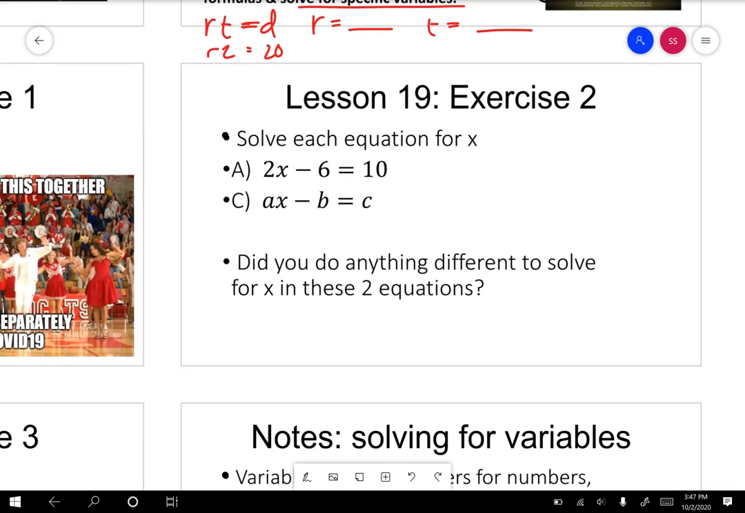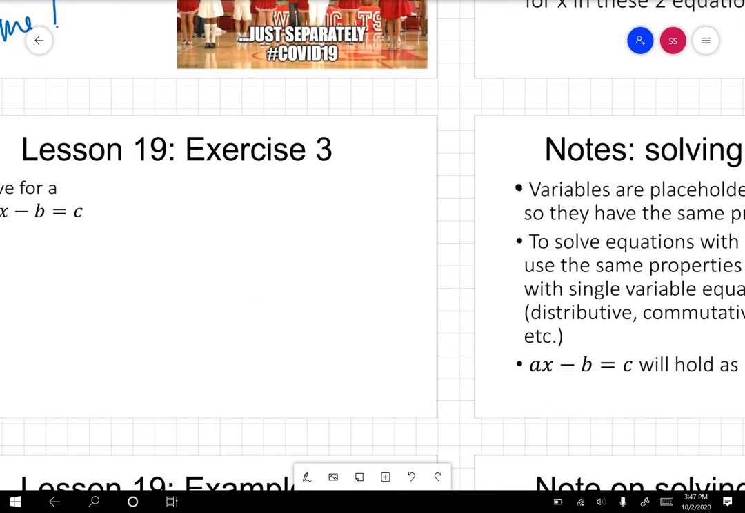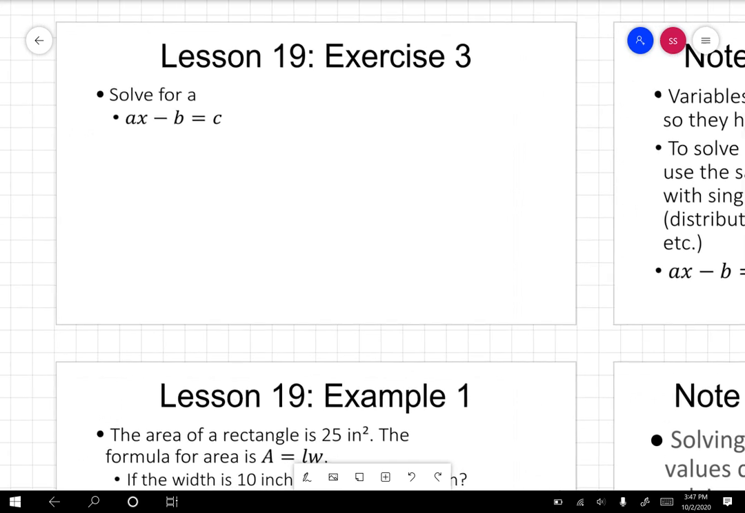Exercise 2. Basically that's just going over what we just did. So in your own words, I want you to answer that. Did you do anything different to solve for x in these two equations? Okay, so answer that in a full sentence. Then we'll move on to exercise 3.